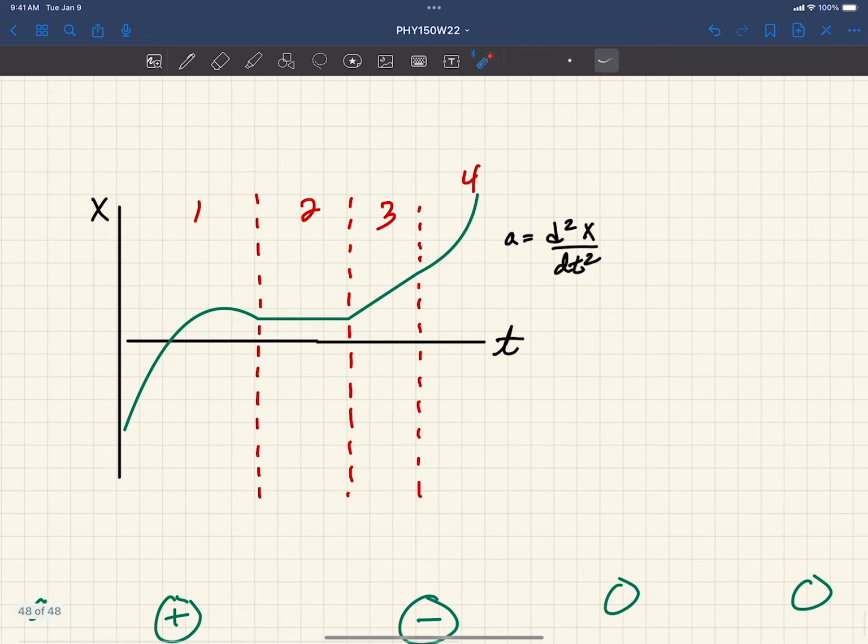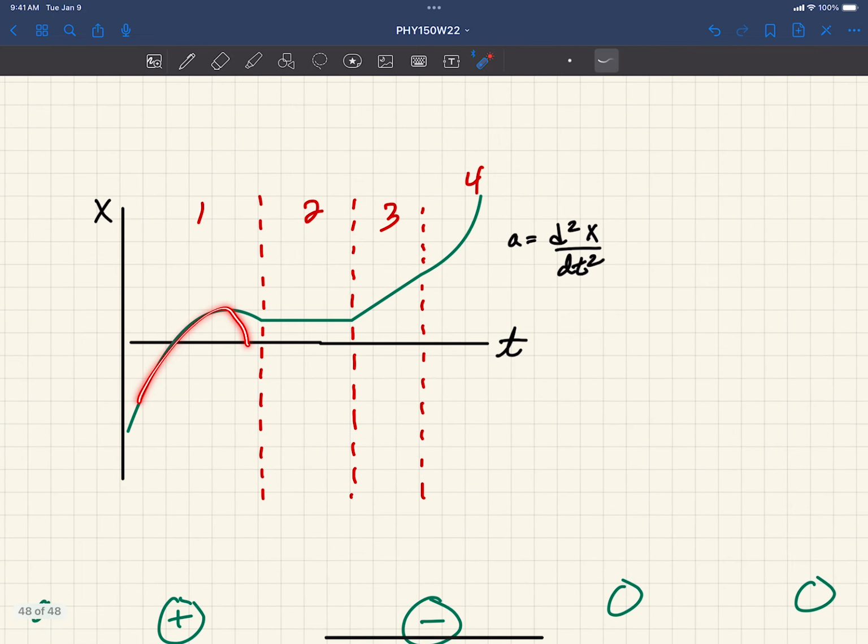So let's go back now and look at this again. Here we can see the frowning face of the position graph, so the acceleration is negative. Here we can see it's flat, so the acceleration is 0. Here we can see it's flat again, so the acceleration is 0. And here we can see it curving up, so the acceleration is positive.